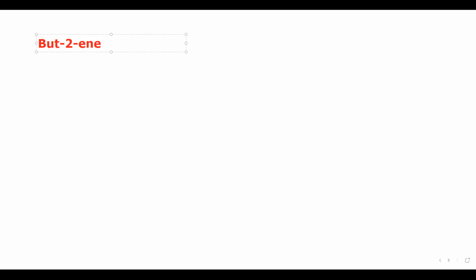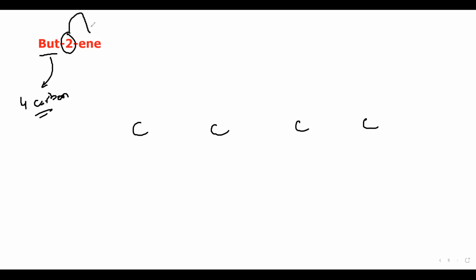So first, "but", we have to check what but stands for. But stands for 4 carbon atoms. So I will draw 4 carbon atoms first: 1, 2, 3, 4. "2-ene" means there will be a double bond. But which carbon has the double bond? The second and the third, because 2-ene means the second carbon has a double bond.